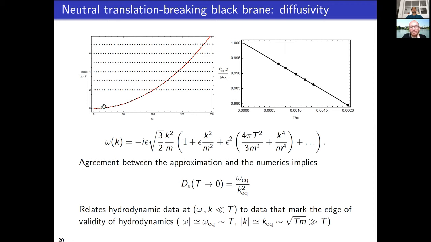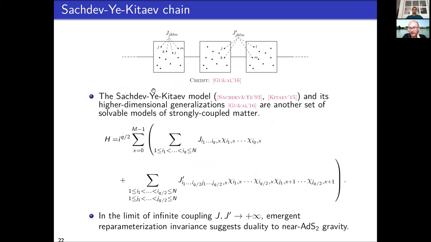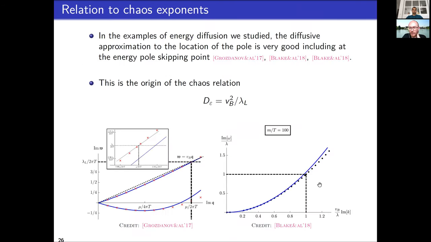All I'm saying is that this feature of the diffusive dispersion relation being approximately correct all the way to these really short scales is true at any of these values of k and omega. It just turns out that there are two sets of values that appear to be particularly interesting. One is related to the breakdown of hydrodynamics here. Another set is related to these chaos parameters that appear in the OTOC here.